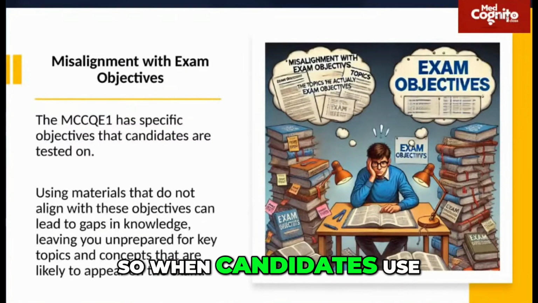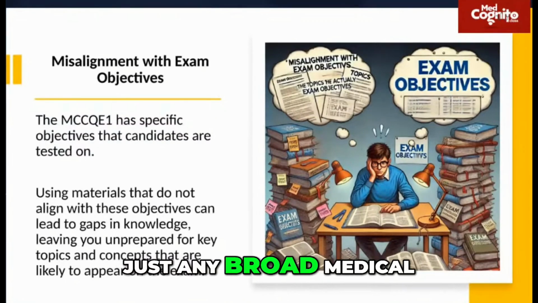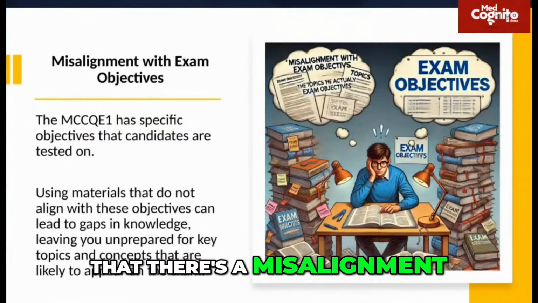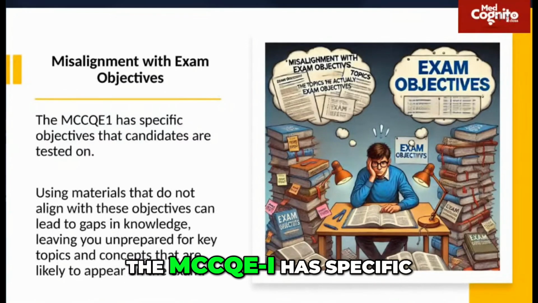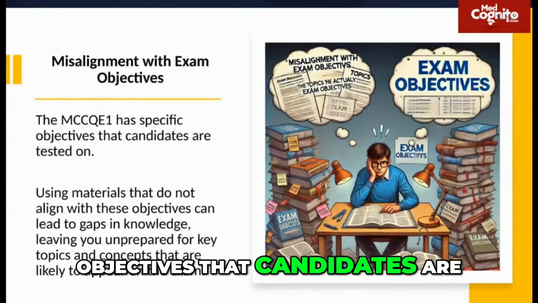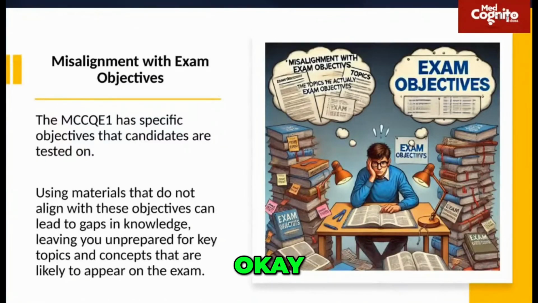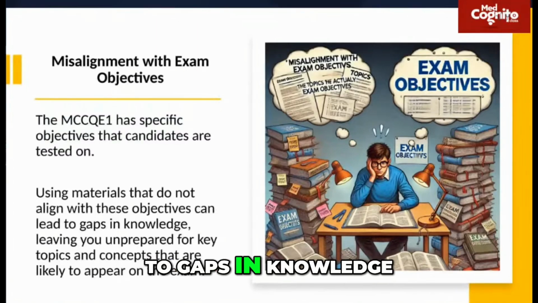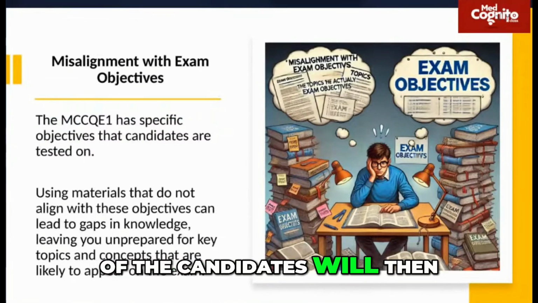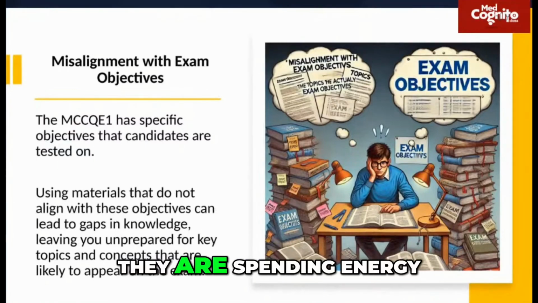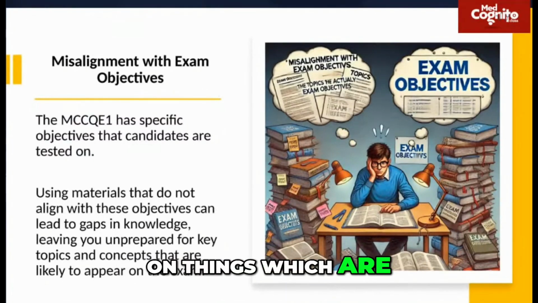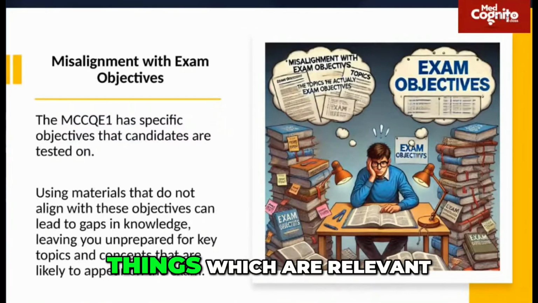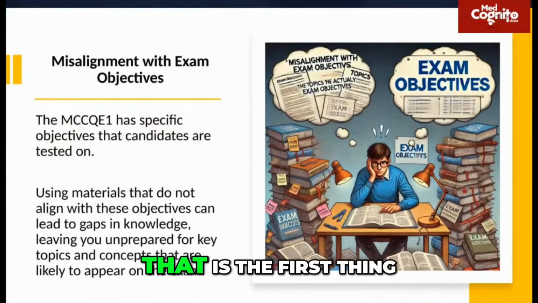So when candidates use just any broad medical text or any broad medical book for the exam, what is happening is that there's a misalignment. The reason is because the MCCQE1 has specific objectives that candidates are tested on. Okay, and using material that does not align with these objectives can lead to gaps in knowledge, because a lot of the candidates, because they are reading every chapter, are spending energy on things which are not relevant for the exam, and they are spending less time on the things which are relevant. That is the first thing.